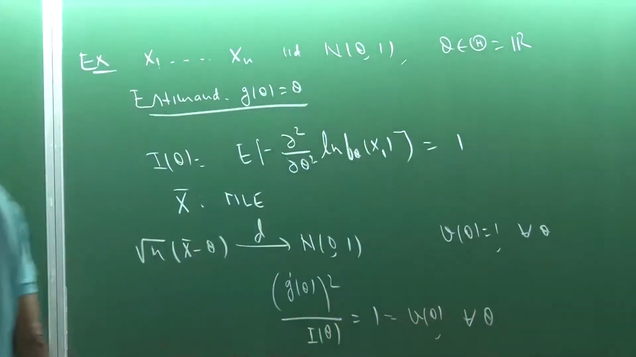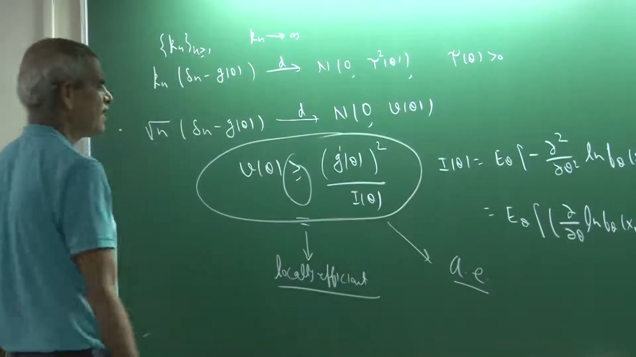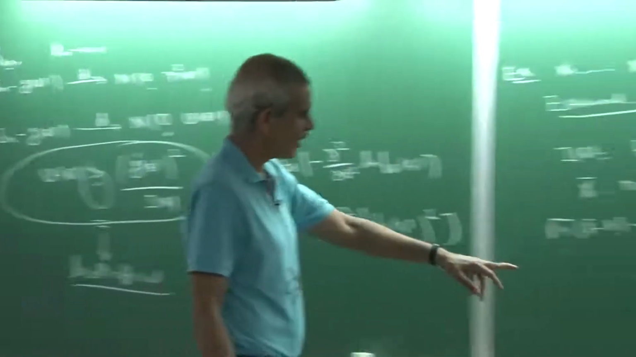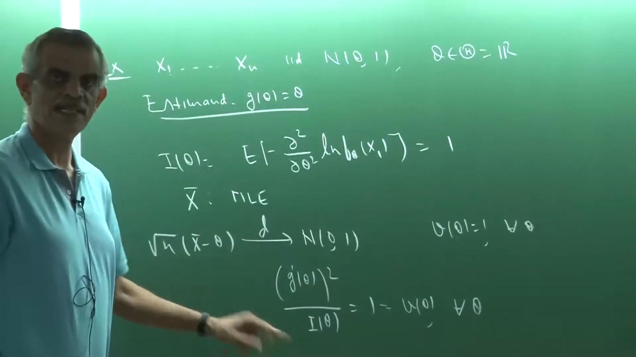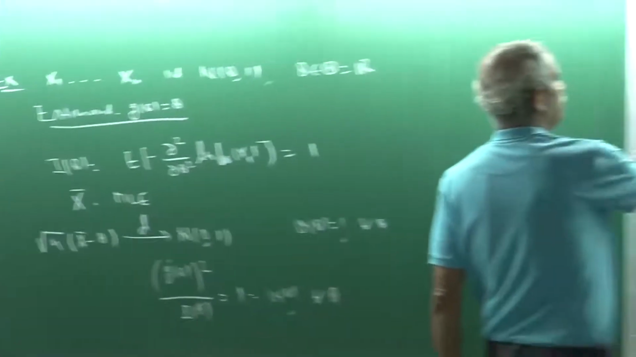So what does that mean? That V theta is always greater than or equal to G prime theta whole square by I theta, but in the case of x bar, the equality is attained. So this says that x bar is asymptotically efficient.